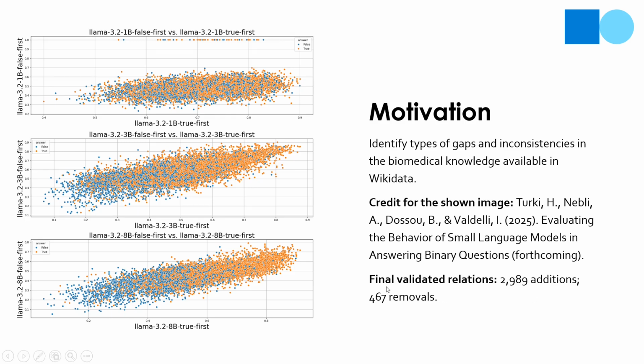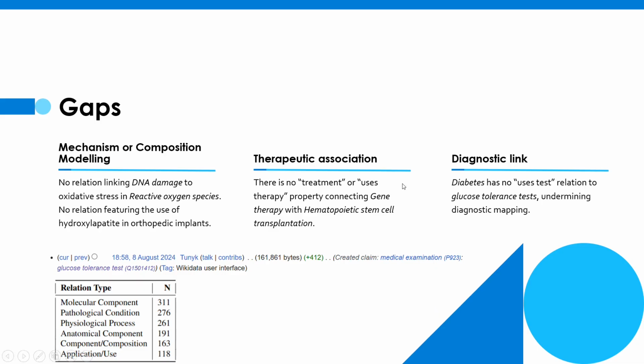So based on what we have done, we got 2,989 sample relations to be added and 467 relations to be removed. Let's move on and see what are the gaps that we identified based on that filtering process.